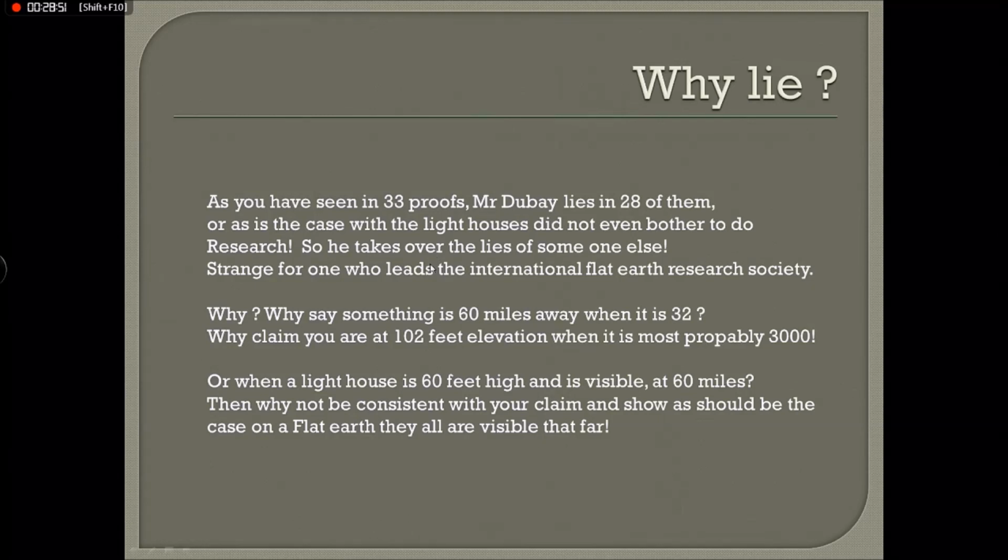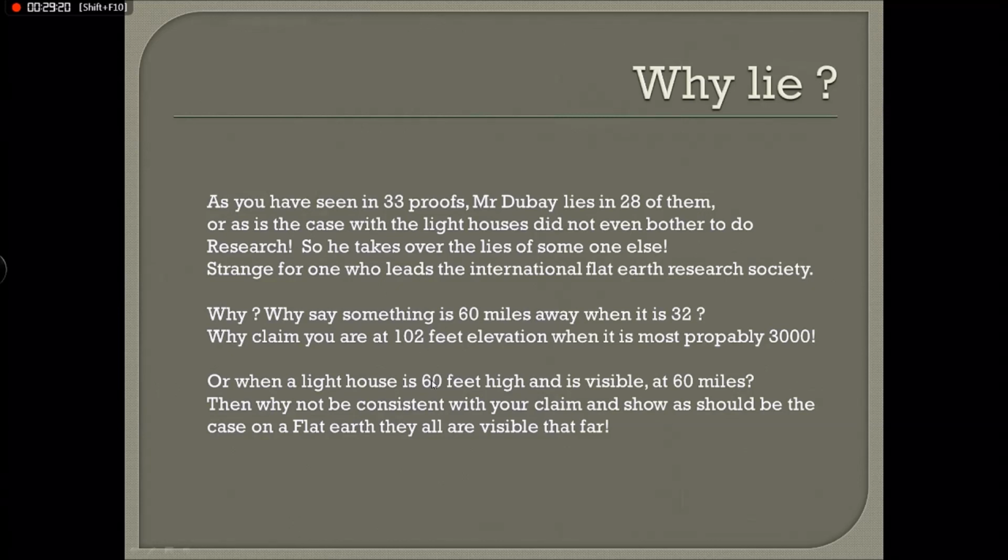But why? Why do you say something is 60 miles away when it is 32? Why claim you are at 102 feet? Well, it could be anything between 1,000 and 3,000 feet. That is lying. That's not scientific. And therefore you basically take away any of the value of the proof you might have, but you don't, because, yeah, hell, the Earth is round.